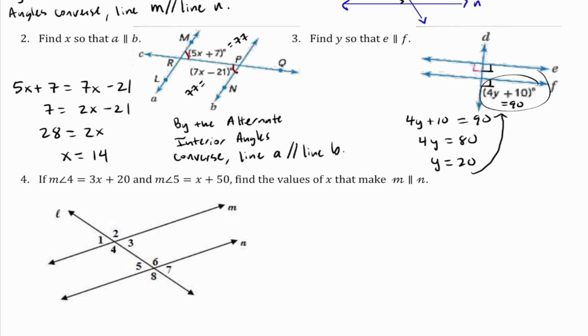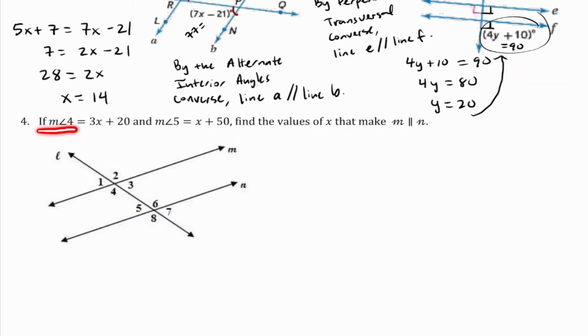So if we have two lines that are perpendicular to the transversal, we can say that line E is parallel to line F. So I'm going to write, by the perpendicular transversal converse, line E is parallel to line F.